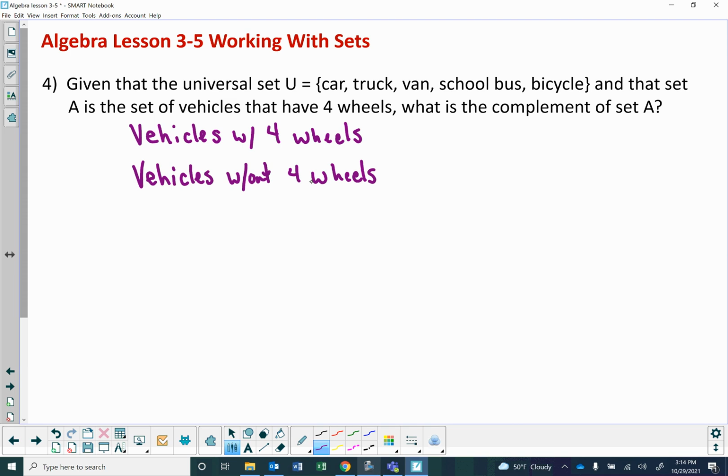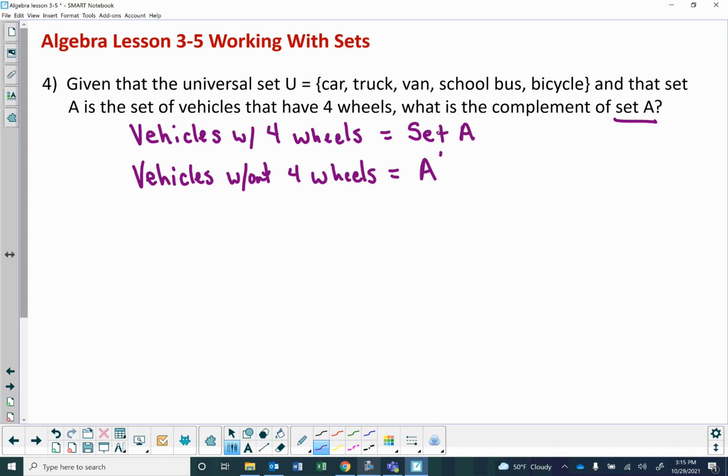So if I think about this, we're looking for the complement of set A, and if set A is the set that has four wheels, this would be set A. And this would be the complement of set A, which would be A prime. So vehicles without four wheels is A prime. So if I look at the universal set of U, cars have four wheels. Trucks have four wheels. Vans, depending on how big they are, have four or more wheels. School buses, same thing, have four or more wheels. A bicycle, however, only has two wheels. Okay.